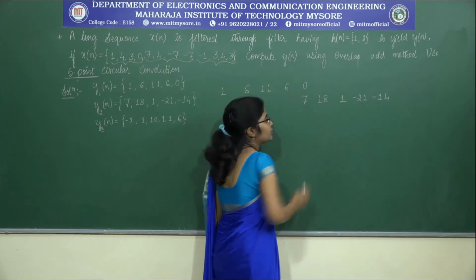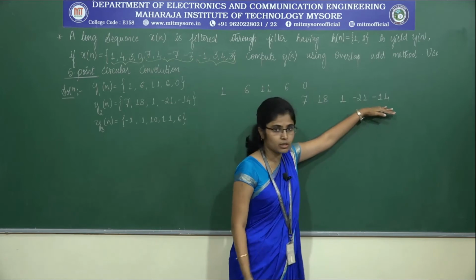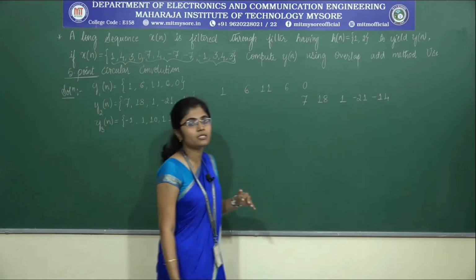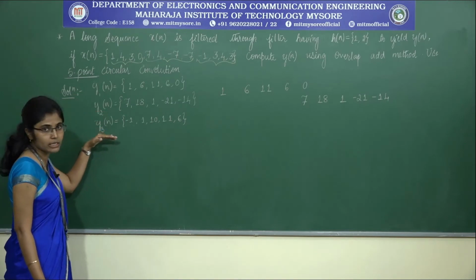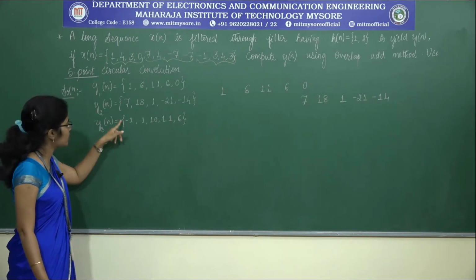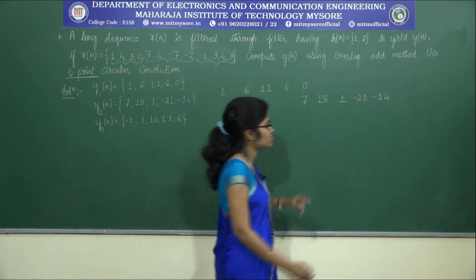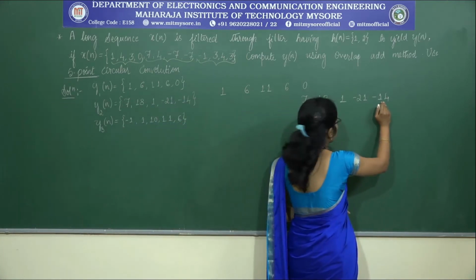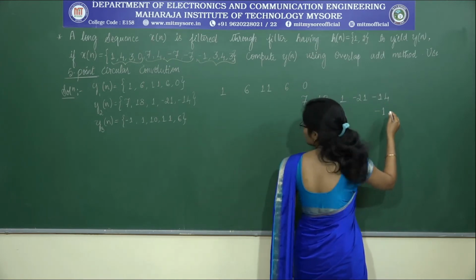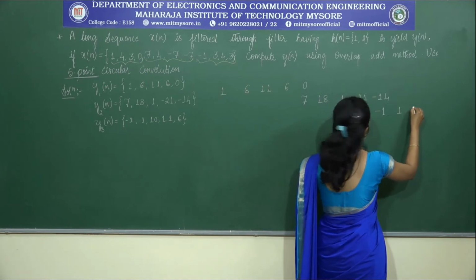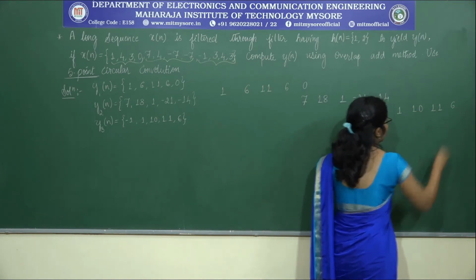Now again I need to overlap the last m minus 1 sample of this particular block with the first m minus 1 sample of the succeeding block. The succeeding block for y2 of n is y3. So again m minus 1 is 1. I need to overlap this with the last m minus 1 sample. So this is the last sample. So I need to overlap minus 1 with minus 14. So the rest will be 1, 10, 11 and 6.